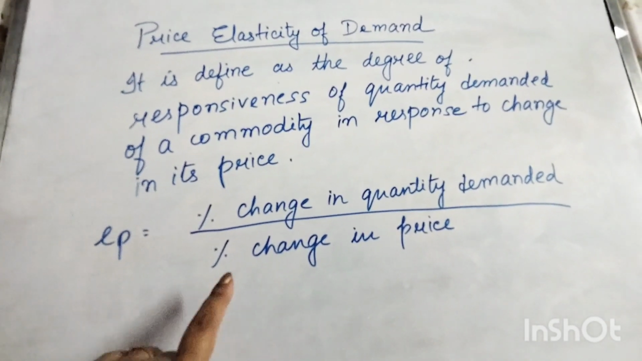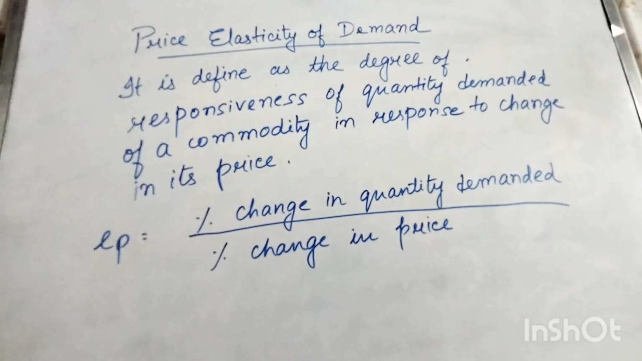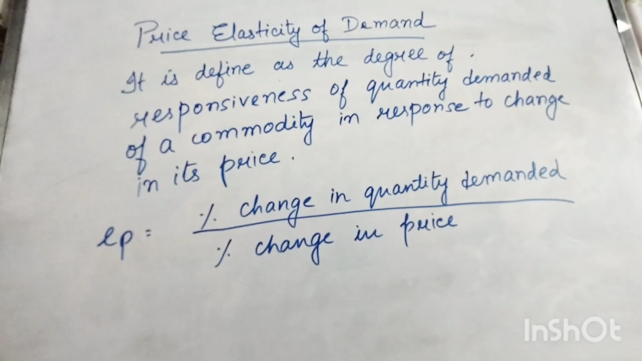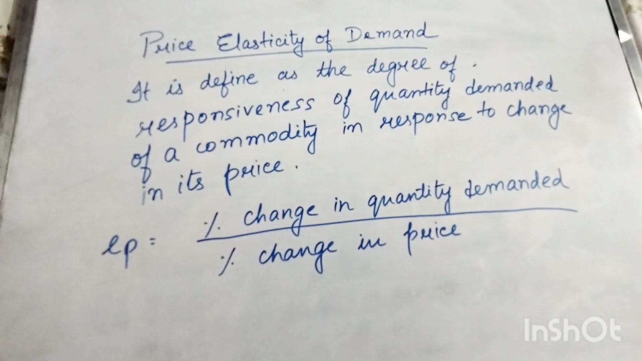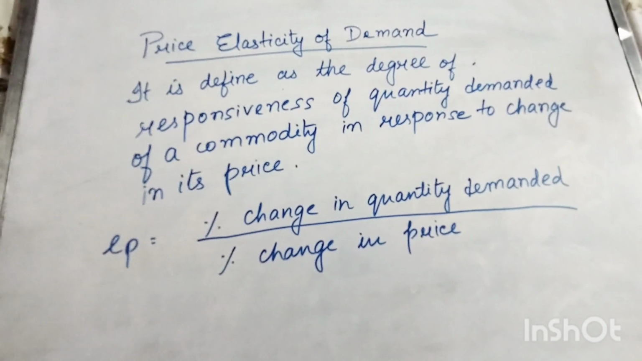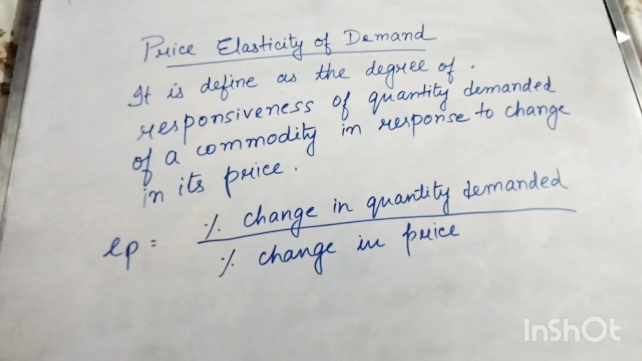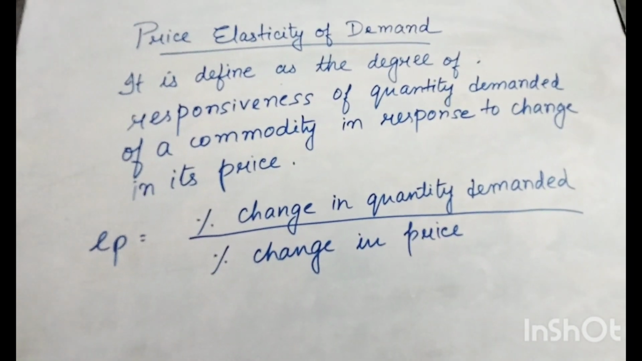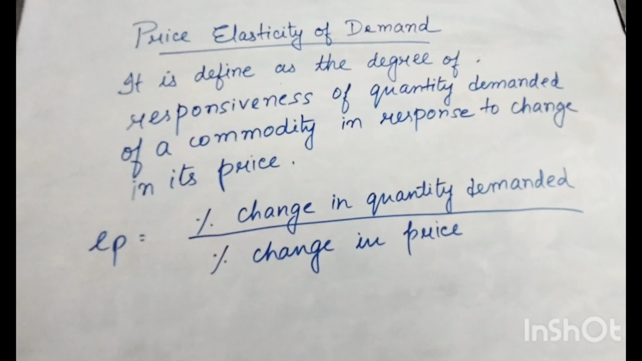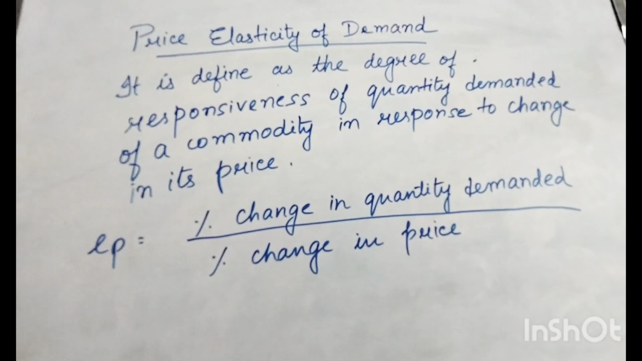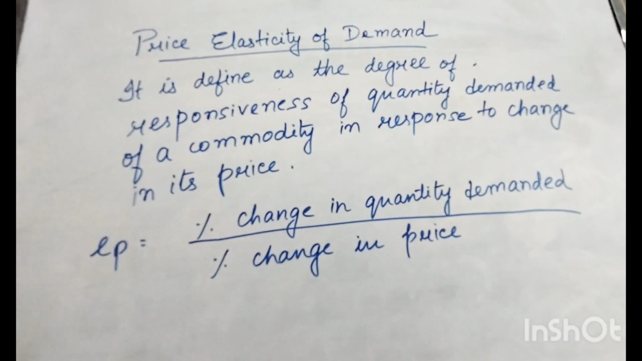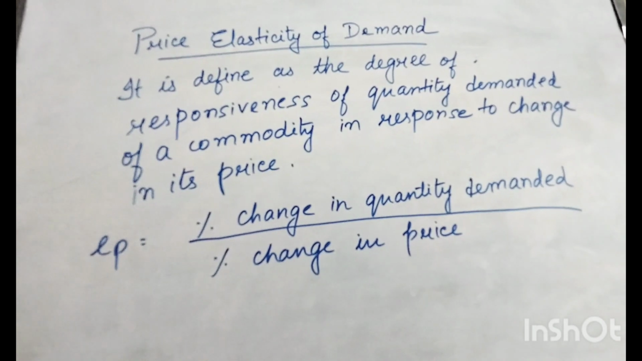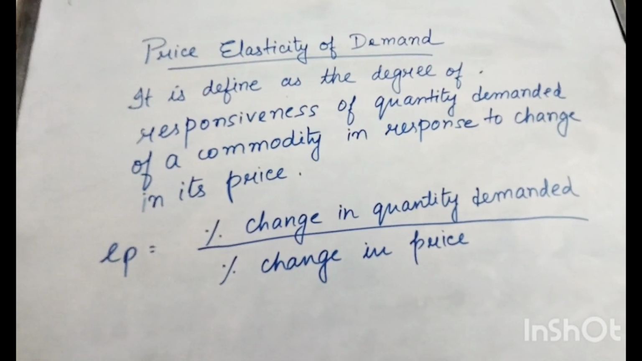That means percentage change in the quantity demanded divided by percentage change in the price. What percentage the quantity demanded will change due to the percentage change in the price, that is called the price elasticity of demand. Now we will classify the degrees of price elasticity of demand. There are different degrees of price elasticity of demand, and we will discuss them one by one. There are 5 different kinds of price elasticity of demand.